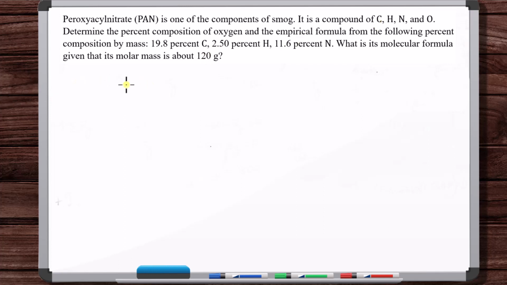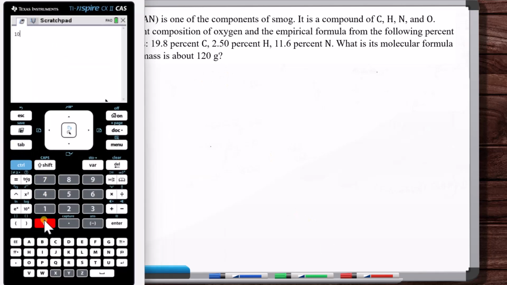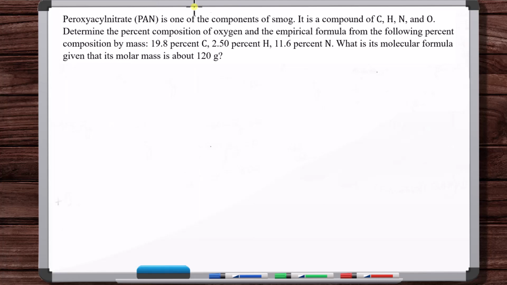But first of all, let's find out the percent composition of oxygen. So 100 minus 19.8 minus 2.5 minus 12.1 gives 66.1% oxygen by mass.